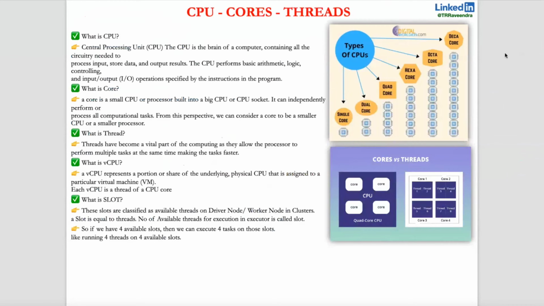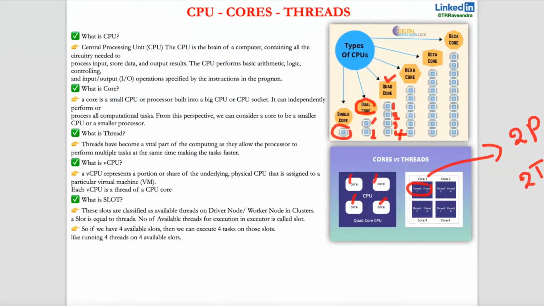Technically, consider you have a laptop. The laptop may be single core, so one CPU, single core, or dual core CPU, where two cores will be there, core 1 and core 2, or quad core, a 4 core CPU. Then each core gives you 2 threads. Consider a 4 core CPU: core 1, core 2, core 3, core 4. Each core gives you 2 threads. 2 threads means you can run 2 processes. Technically, you can run 2 tasks.